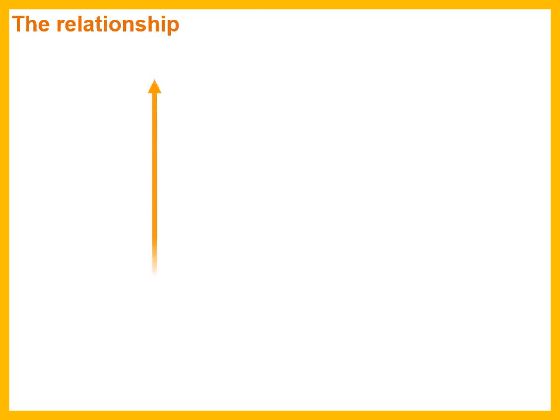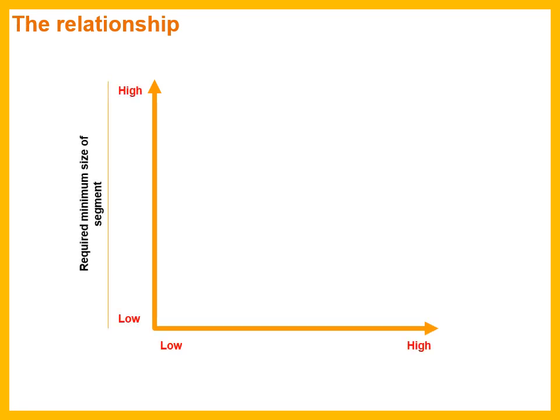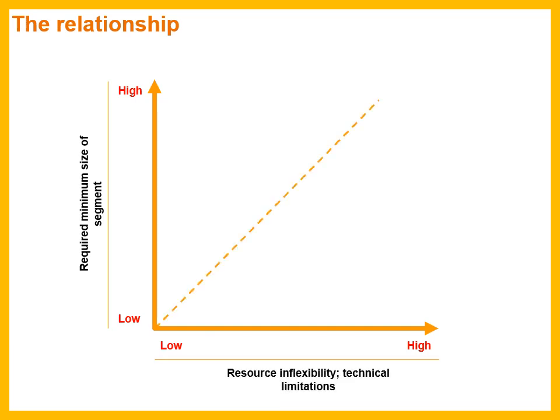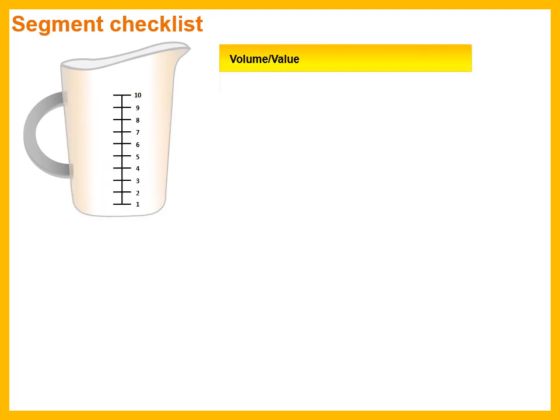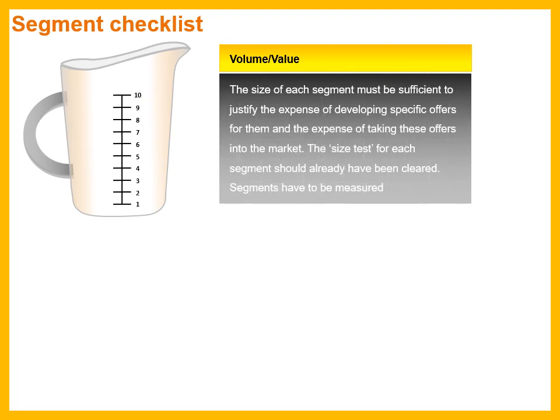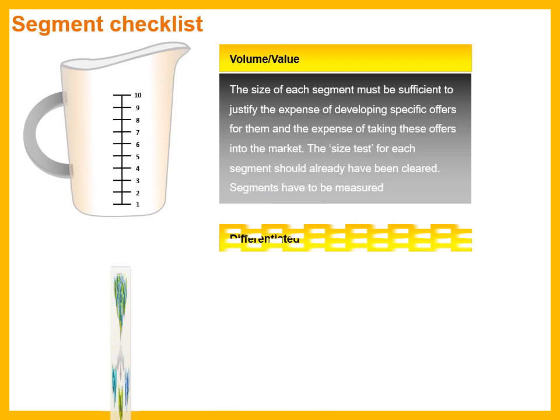Let's look at this graph. This is the relationship between required minimum size of segment and resource inflexibility with technical limitations. Let us now take a look at the segment checklist. Volume and value. The size of each segment must be sufficient to justify the expense of developing specific offers for them and the expense of taking these offers into the market. The size test for each segment should already have been cleared. Segments have to be measured.